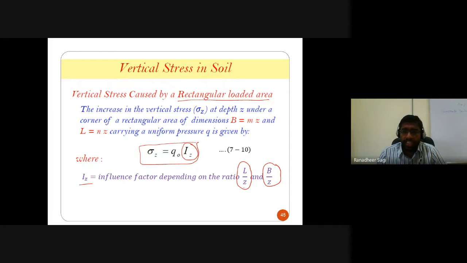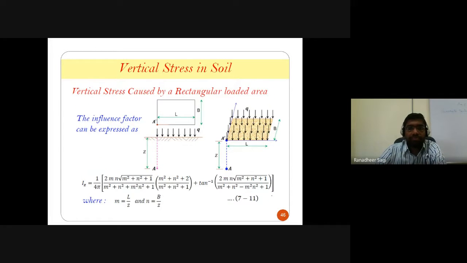This ratio of L by Z, for simplicity, you will find represented as small n, and B by Z indicated as small m, and you'll have once again the standard charts from which the ratios of L by Z and B by Z can be picked out. You can accordingly calculate the Iz value for the corresponding L by Z and B by Z values, and substitute into the expression.